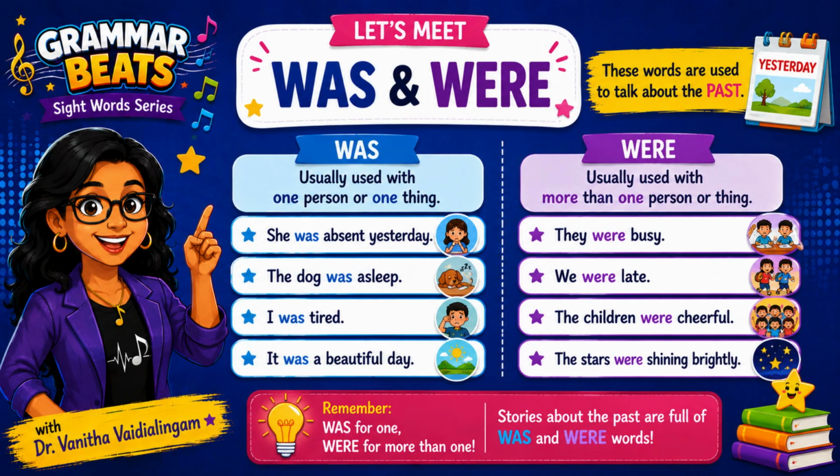When we talk about the past, the verb be takes the form of was and were. Was is used with one person or thing. Were is used with more than one person or thing. Example, she was absent yesterday. The dog was asleep. I was tired. It was a beautiful day. They were busy. They were late. The children were cheerful. The stars were shining brightly. Was is for one. Were is for more than one. Stories about the past are full of was and were.